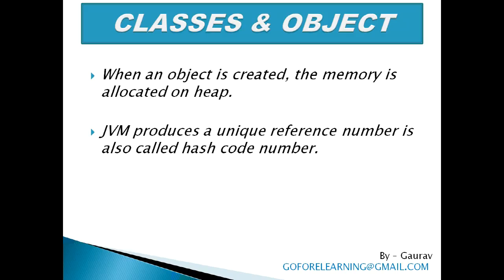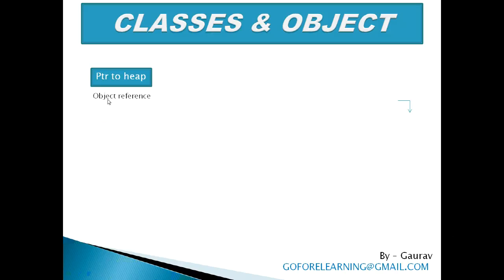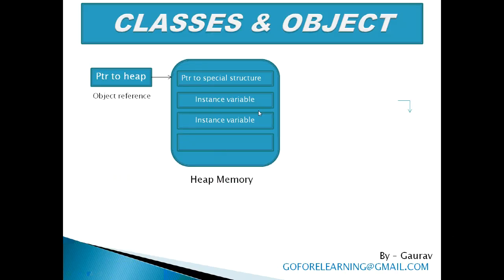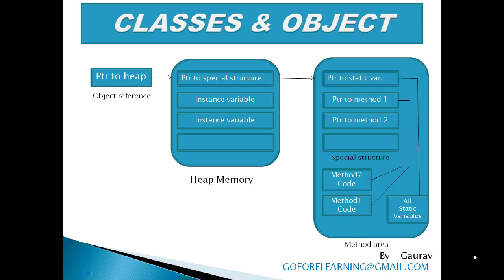How can you find the hash code of an object? The hashCode method of the Object class in the java.lang package is useful to find the hash code of an object. The object reference hash code internally represents the heap memory where instance variables are stored. There would be a pointer memory address from heap memory to a special structure located in the method area. In the method area, a table is available which contains pointers to static variables and methods. This is how the instance variables and methods are organized by the JVM internally at runtime.